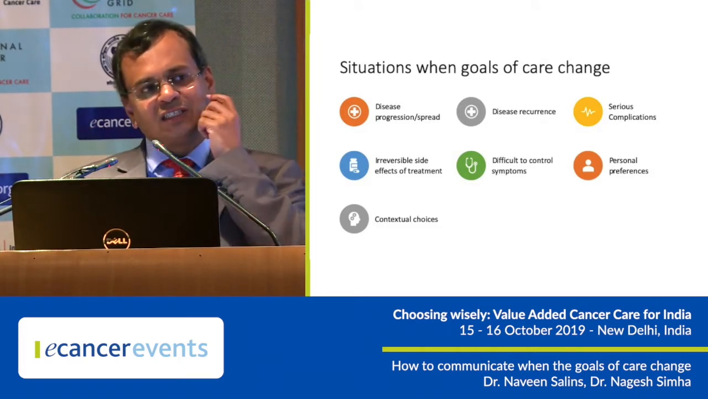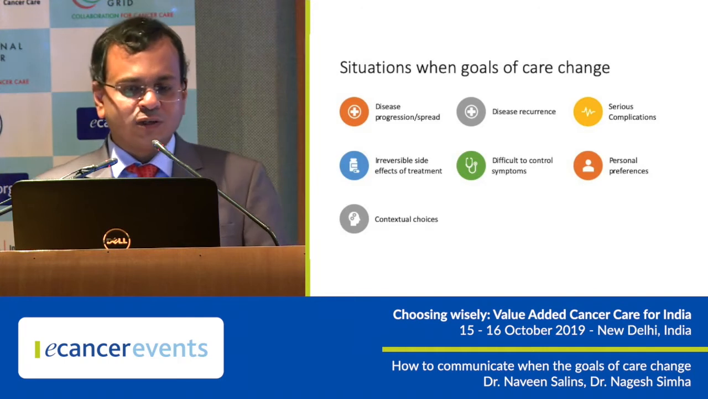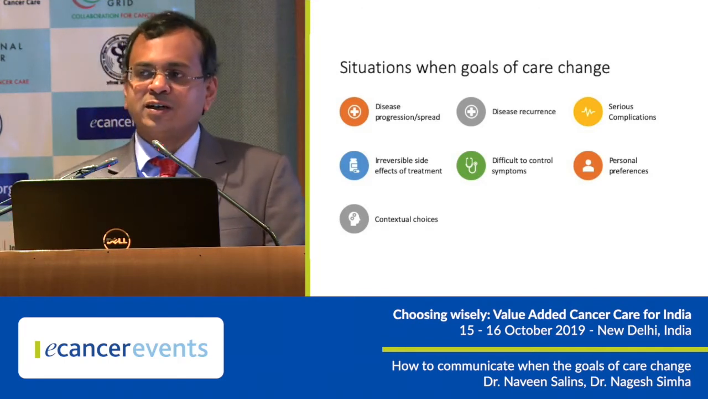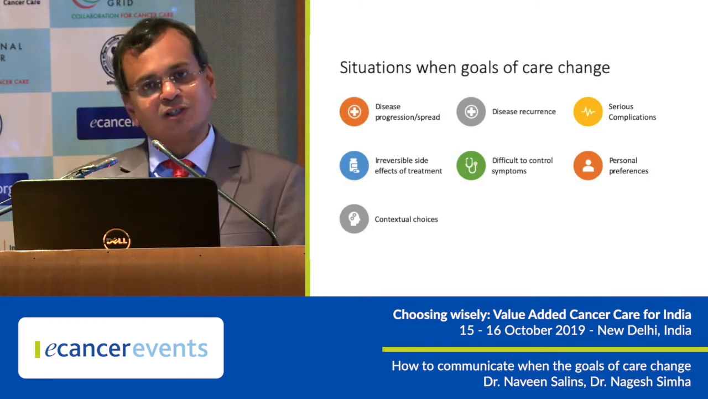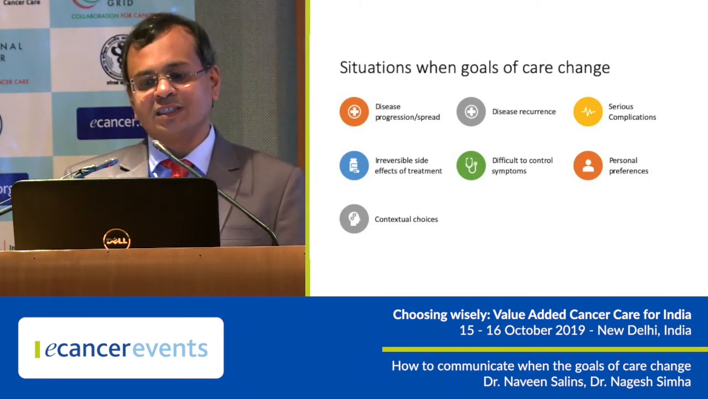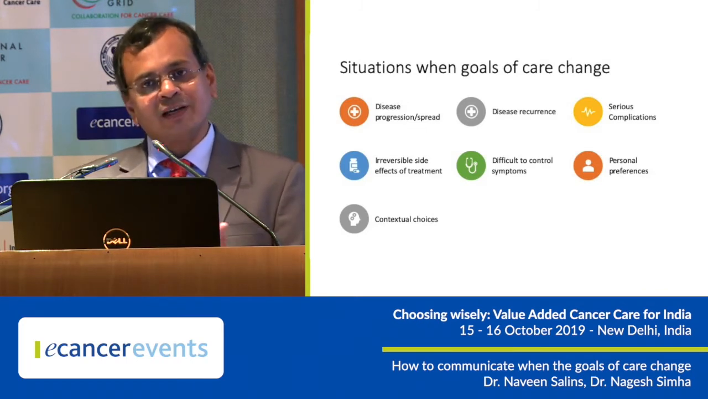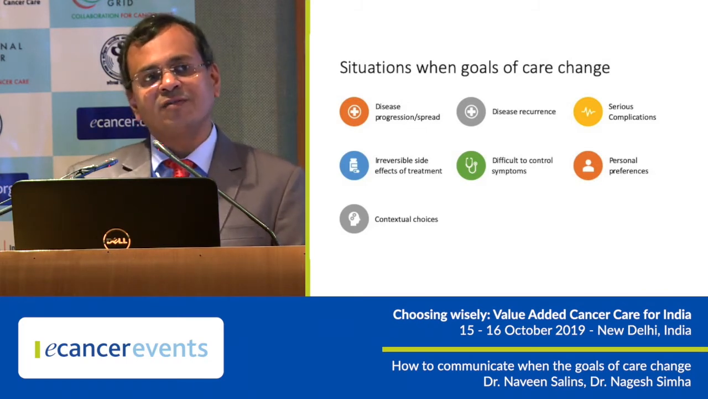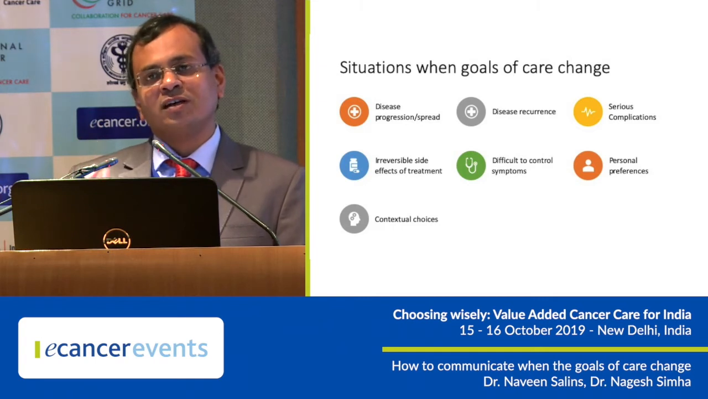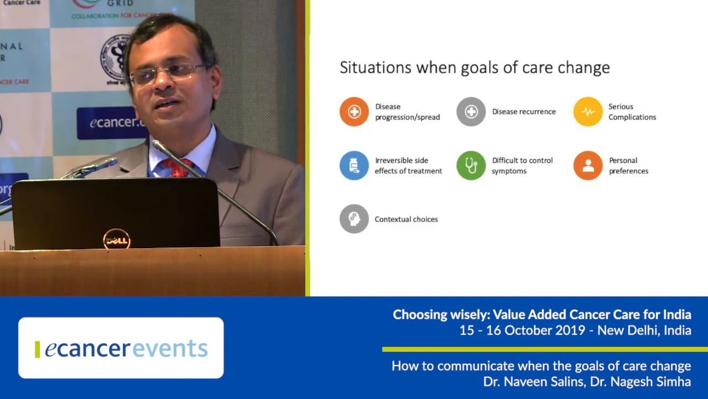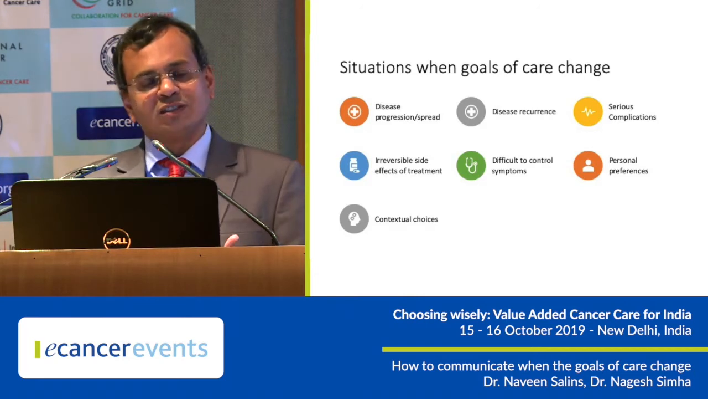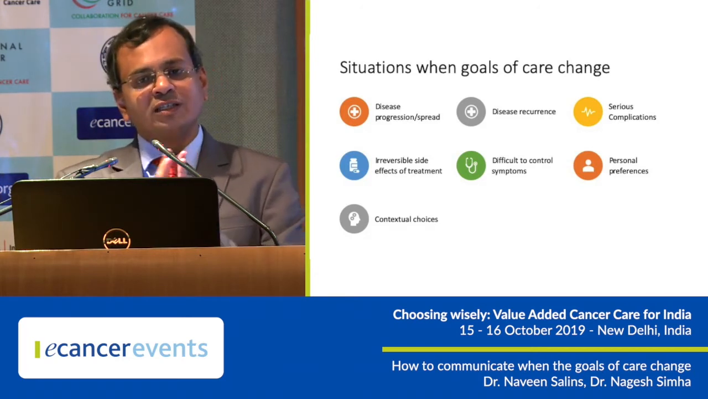So, what are the various situations? When the disease progresses, when the disease comes back, when the patient has serious complications, when patients are unable to tolerate the treatment because of serious side effects, when there's a difficult to control symptom, when people have their own personal preferences, and there are various contextual choices. It could be finances, it could be logistics, it could be family. In all these situations, the goal is different.